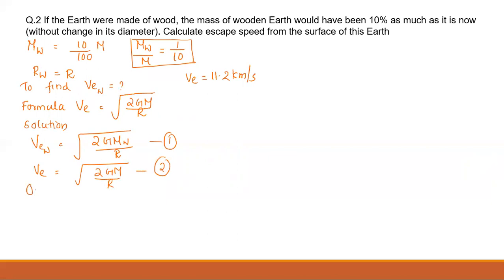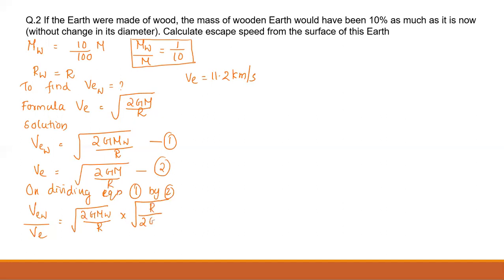On dividing equation number 1 by 2, we will get escape velocity of wooden Earth upon escape velocity of the Earth is equal to under root 2GMw upon R divided by 2GM upon R. Instead of dividing, take the reciprocal and multiply. That is R upon 2GM.